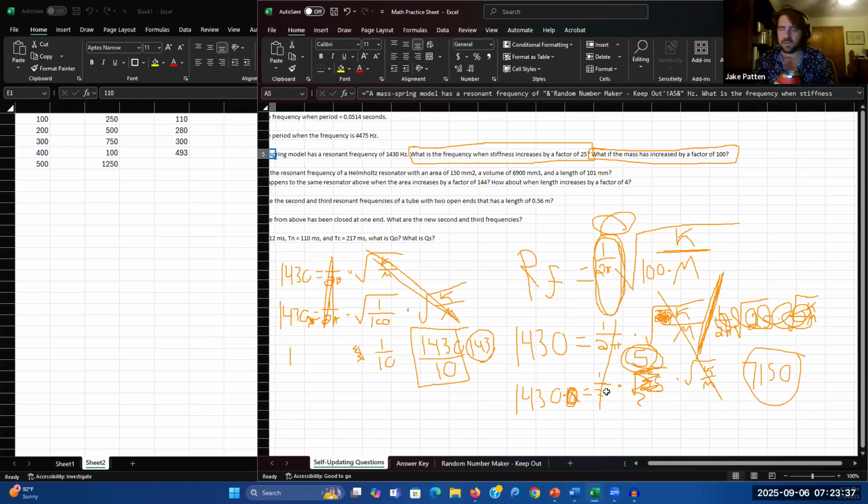So not a big problem. One other thing that you guys will see in this is you're also going to get a question: what happens when the resonant frequency is increased by a factor of 2 or something like that? All that is just multiplying the resonant frequency by 2. So if the resonant frequency is 1430 and it increases by a factor of 2, it's 1430 multiplied by 2. So it'd be 2860. So don't get tripped up on that one.